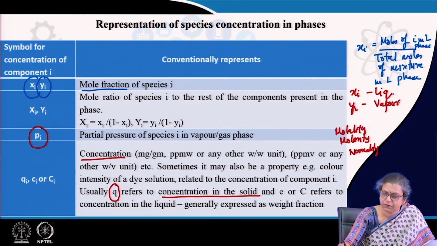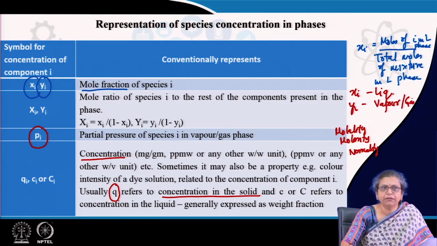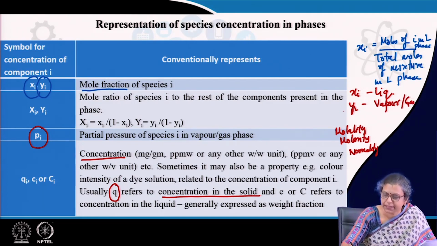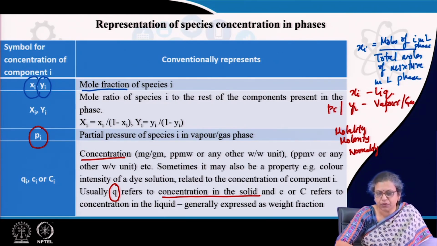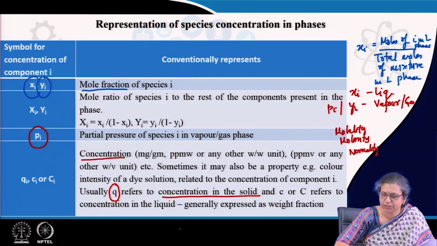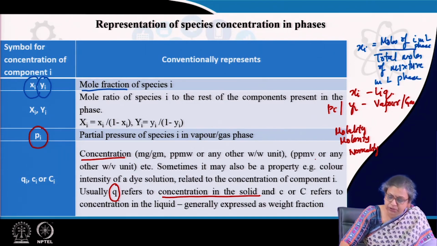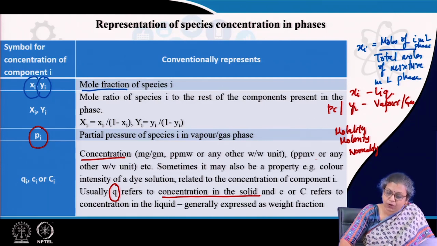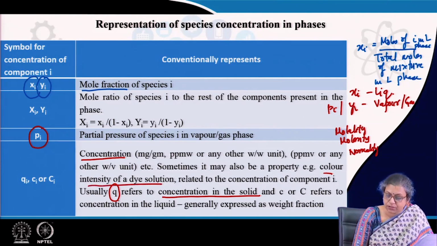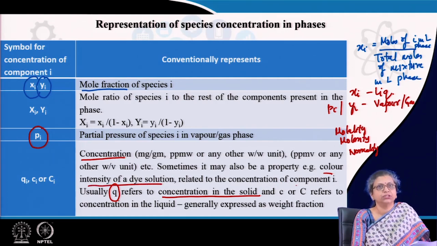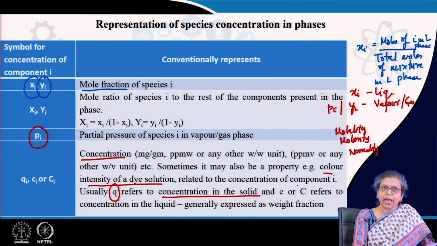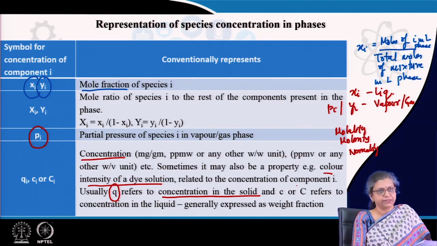Usually in the vapor or gas phase, as we will be discussing later, rather than Yi it is often convenient to express it in terms of the partial pressure. And in the liquid phase, rather than a mole fraction, we often use any particular concentration unit. It can also be, for example, the color intensity of a dye solution, which is related to the concentration. It can be a measure of absorbance or conductance, etc.